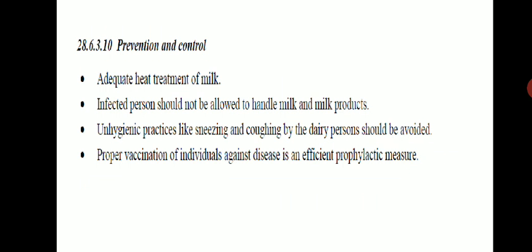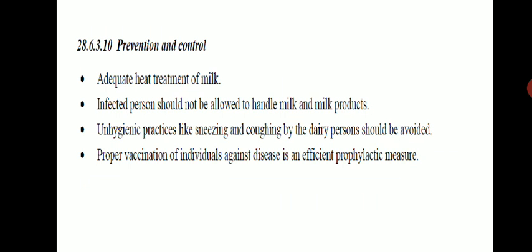Then next, prevention and control. So how to prevent these particular diseases? Adequate heat treatment of milk. Okay, so boiling or pasteurization of milk is very important as far as all these diseases are concerned. Infected persons should not be allowed to handle milk and milk related products.